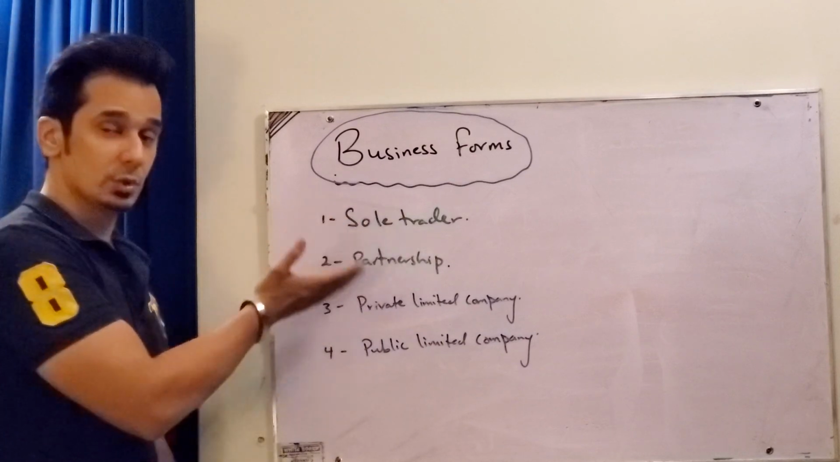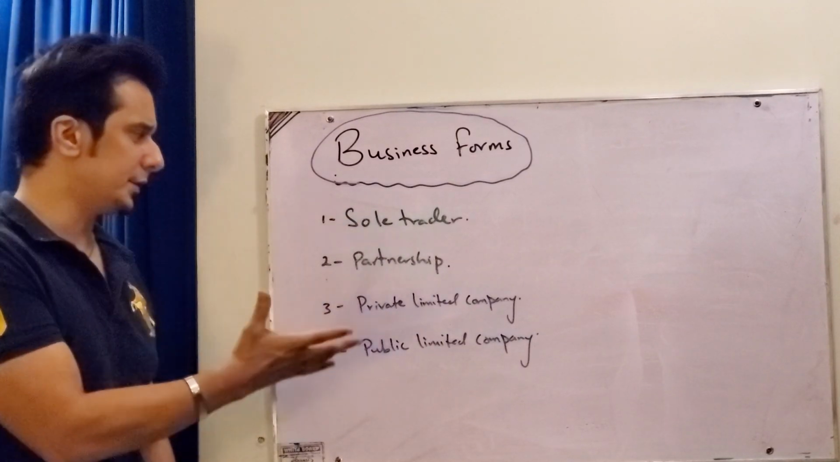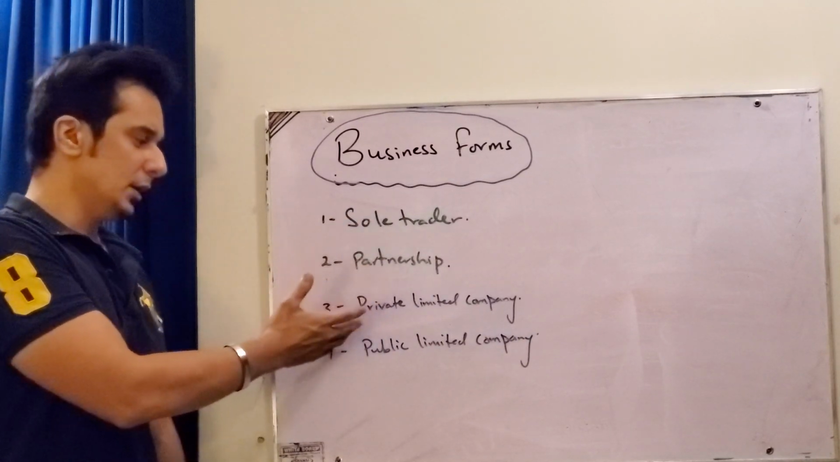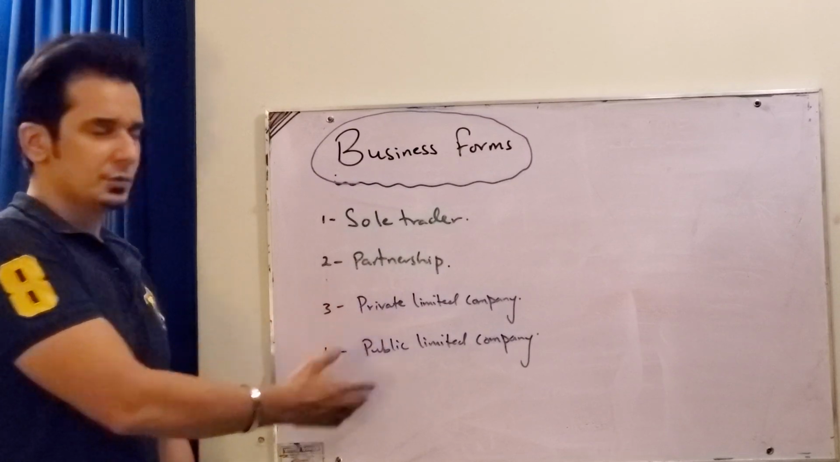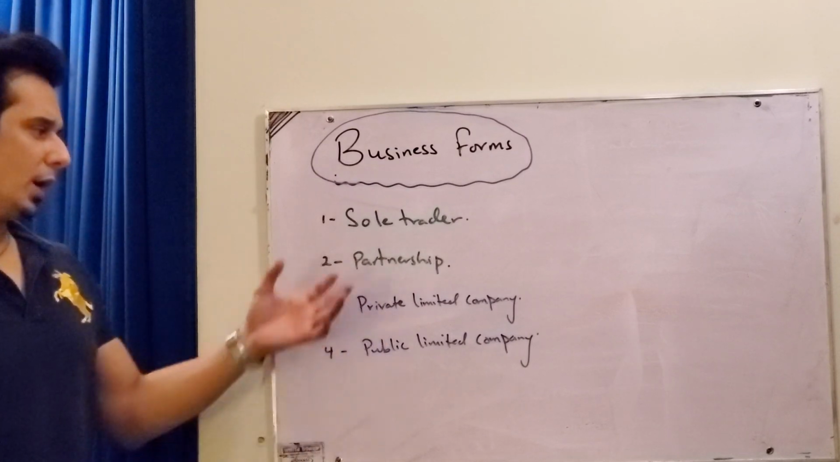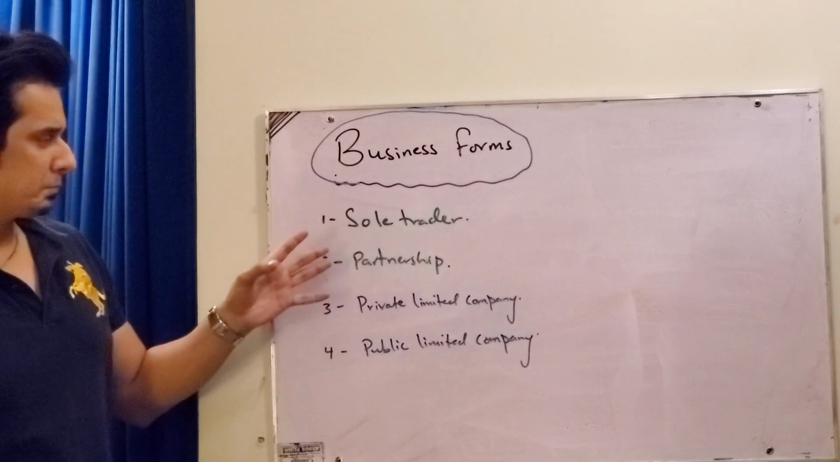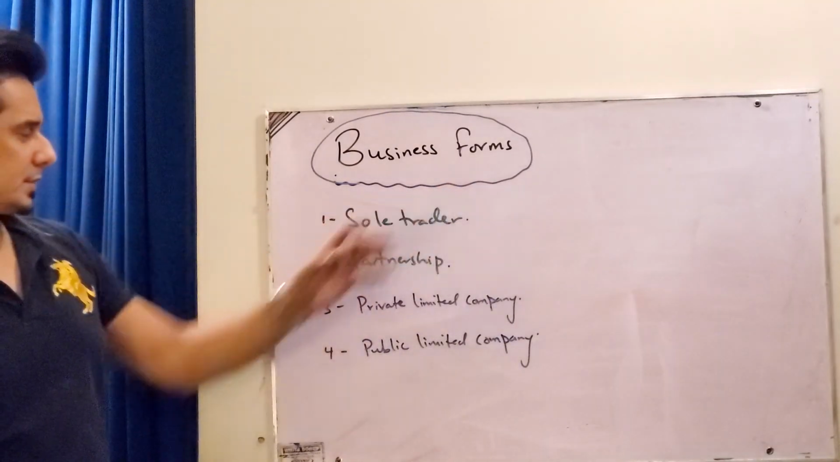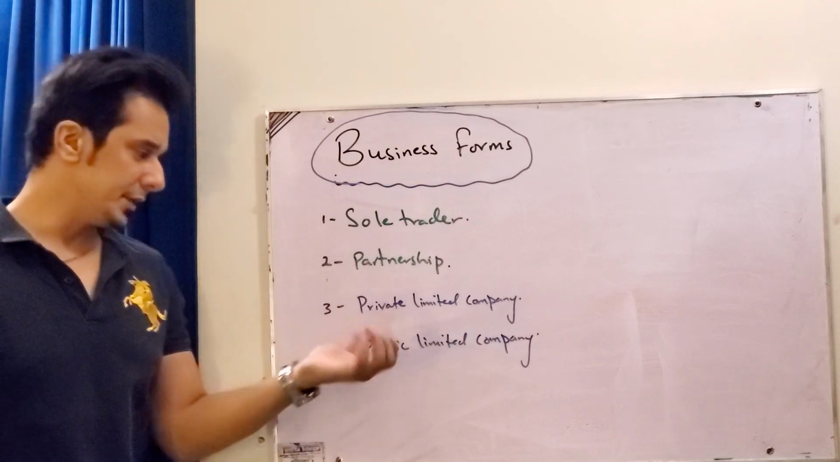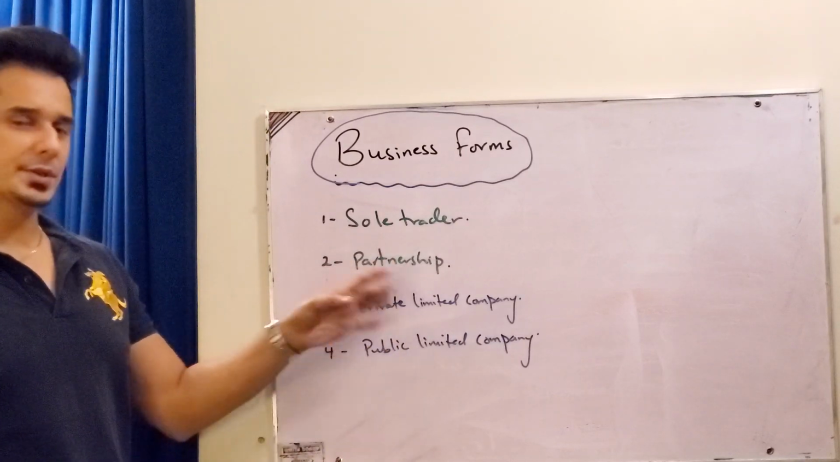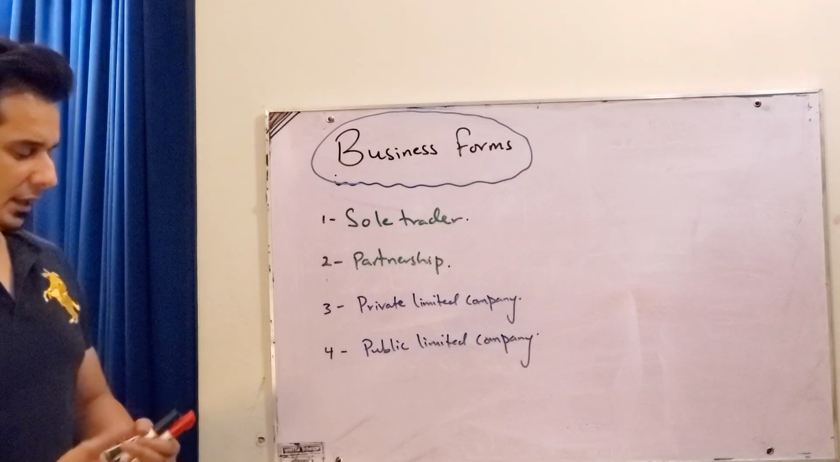There's something known as sole trader, also known as sole proprietor. We've got partnership, we've got private limited, and we've got public limited. The reason why I've written these two with green marker is that they've got some similarities. And the reason why I've written these with blue marker is because they've got some similarities. Let's start with sole trader.